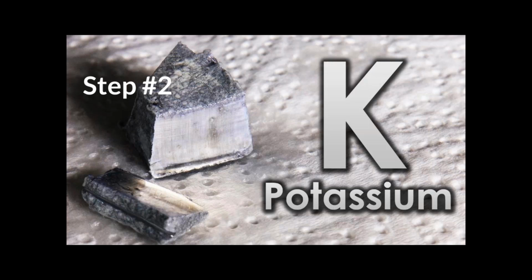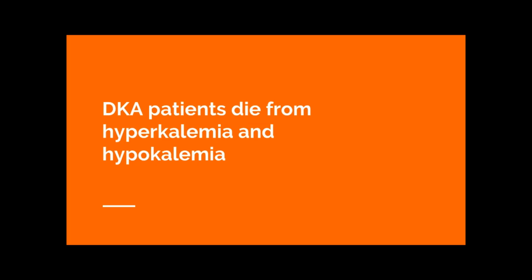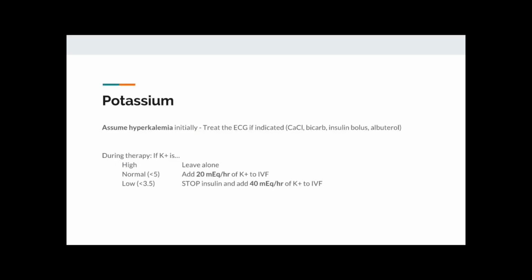And so DKA patients die from a couple of things. They die from the underlying trigger, right? So their heart attack, their sepsis, whatever it is. They also die from hyperkalemia and hypokalemia, right? They come in hyperkalemic, they die. Or you make them hypokalemic, and they die. Okay, so this is where you really, really have to be an expert and be really careful when you're taking care of DKA. So, this is what I do.